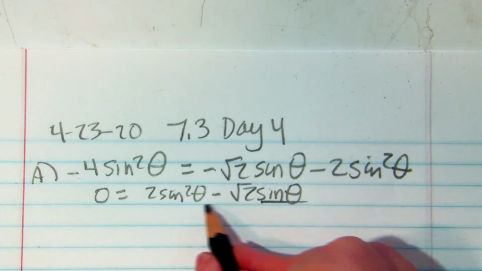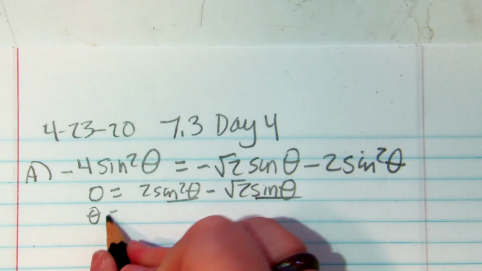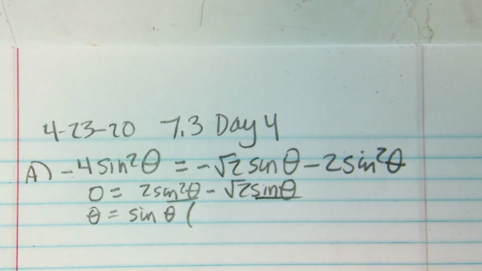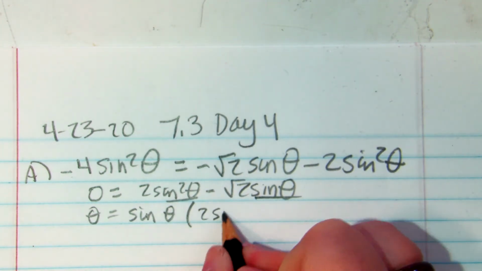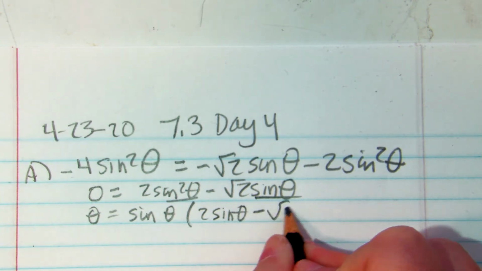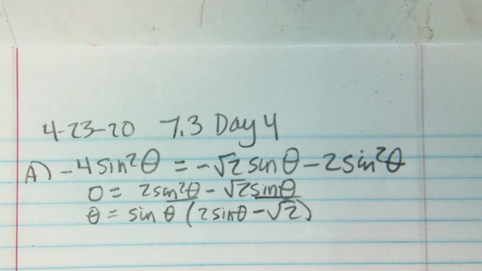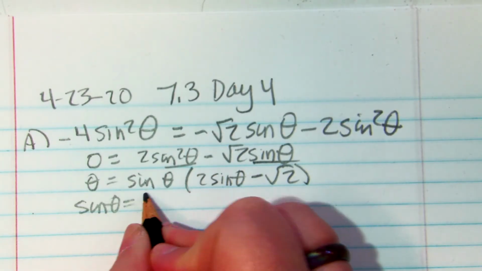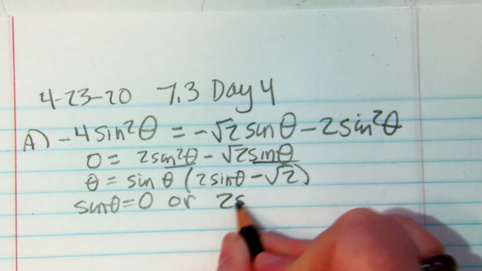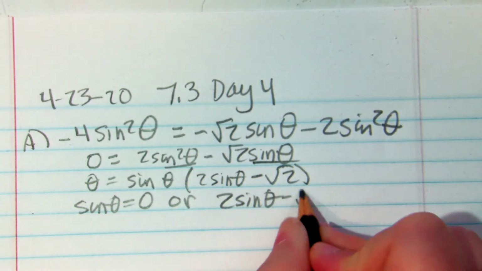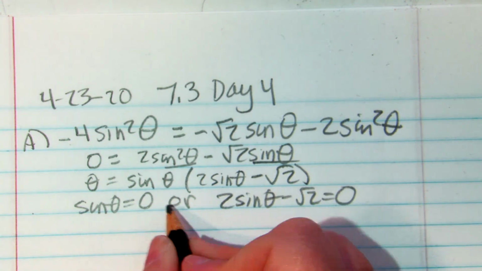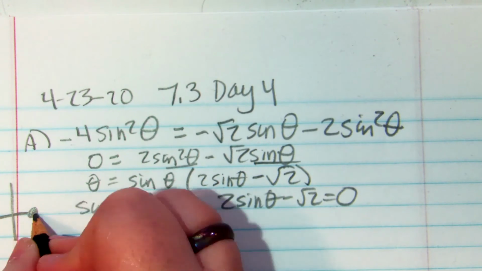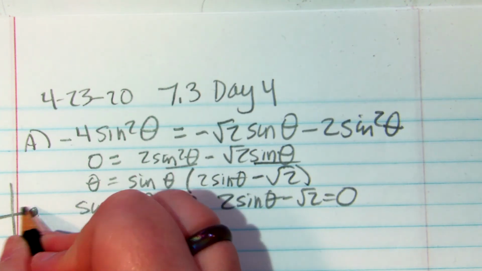There's a sine theta in common, so you can factor out the GCF. Sine theta times 2 sine theta minus rad 2. These are two factors, so sine theta equals 0, or 2 sine theta minus rad 2 equals 0. Sine is 0 when you don't go up or down, when it's just on the x-axis. So this is 0 and pi.